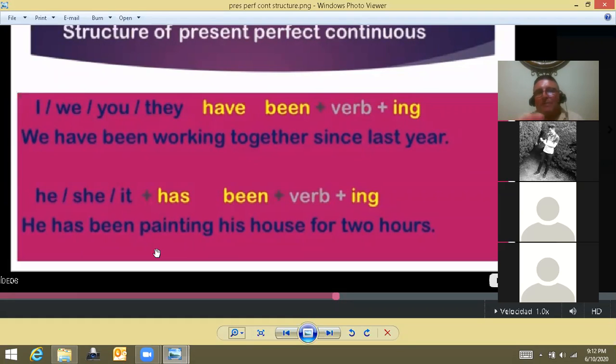Now, how do I make this into a question? What do I need to do? Auxiliary have, then the subject. Okay, so where is the auxiliary have or has? If you're making a question, at the beginning of a sentence. So how will you make this one into a question? We have been working together since last year. How will you transfer that into a question?